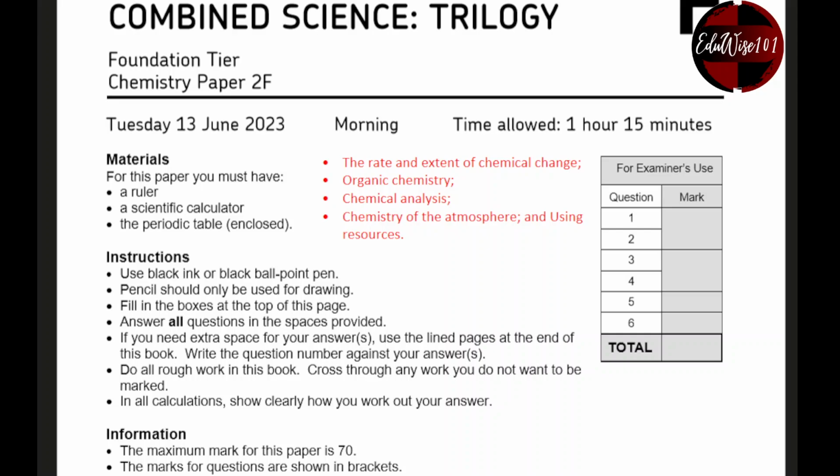There we go. Right. So the 4 topics that are being tested on are the rate and extent of chemical reaction. You should mostly do the rates of reactions, organic chemistry, then chemical analysis, and the 4th topic is chemistry of the atmosphere and using resources. So let's have a look at question number 1.